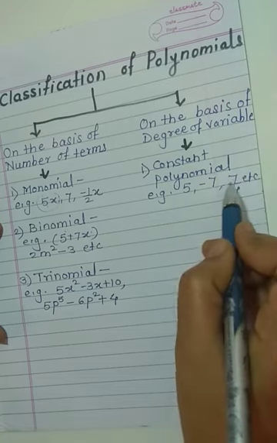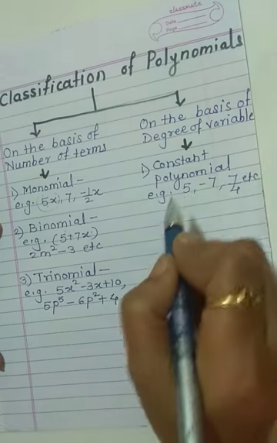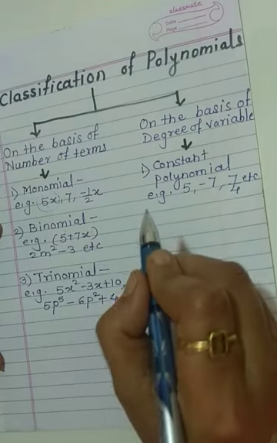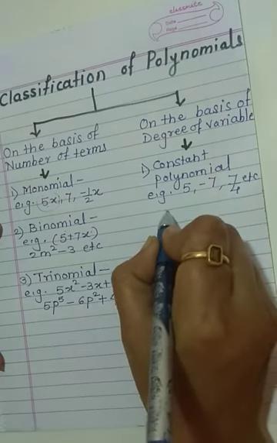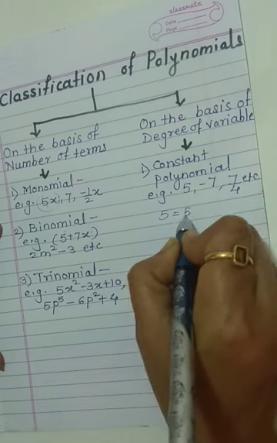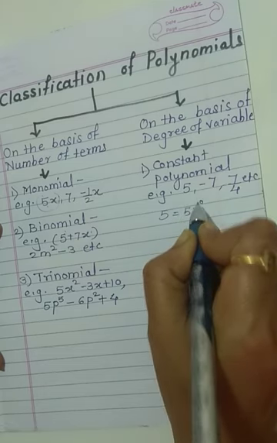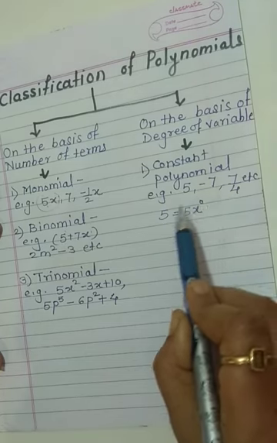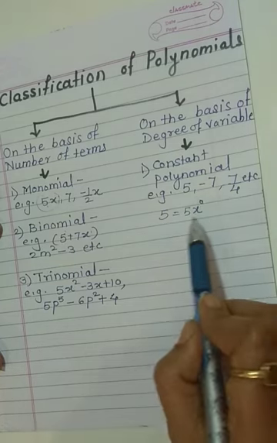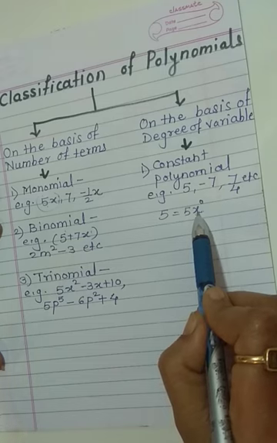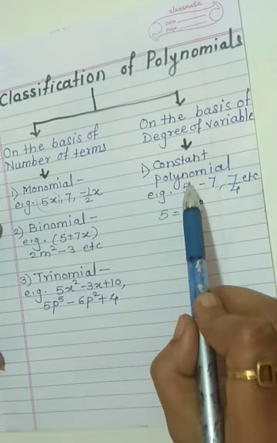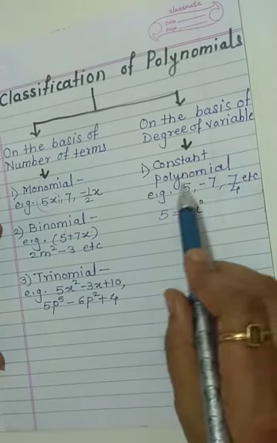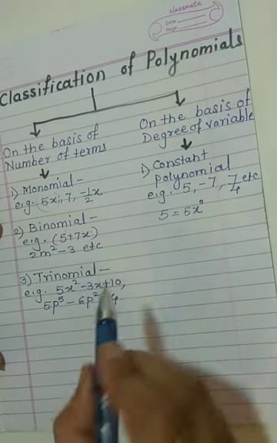Now here everywhere the degree or power of variable x is 0. That means 5 we can write as 5 into x raised to 0. So here power of the variable is 0 and also the degree of this polynomial is 0. Therefore, it is known as the constant polynomial as it contains only the constant term.